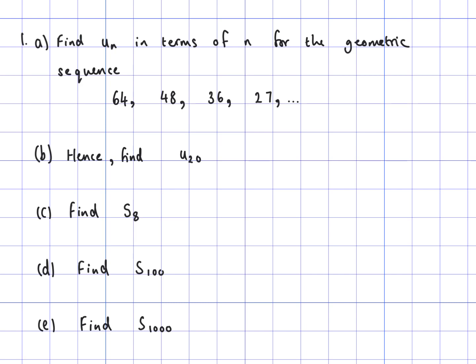Here are some questions for you to do. So there's a geometric sequence here. You need to find the nth term, so un in terms of n. Then I'd like you to find the 20th term. Then I'd like you to find the sum of the first 8 terms of the geometric series that has these numbers, okay, and then do it for the sum of the first 100 and the sum of the first 1,000.